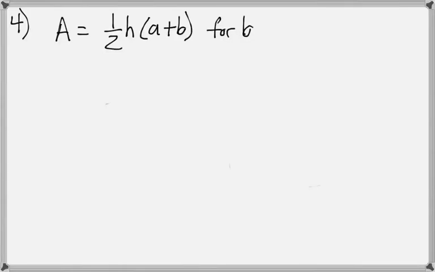Number 4 is a little bit more complicated, but basically the same principle. So I'm trying to solve for b. There's a lot of stuff in the way of b being by itself. So the first thing I want to do is get rid of that fraction. To clear a fraction, you need to multiply by the reciprocal.